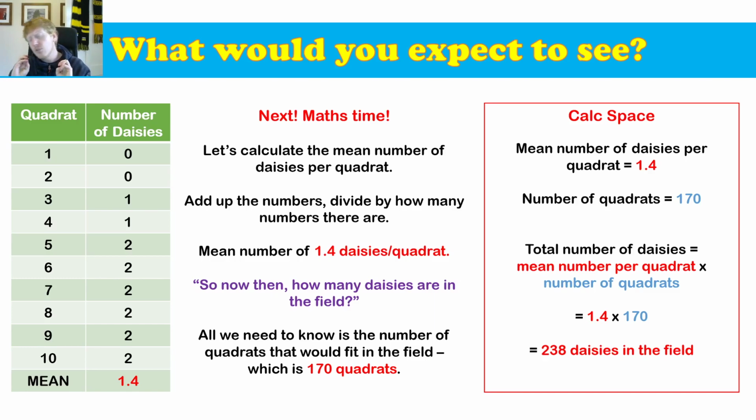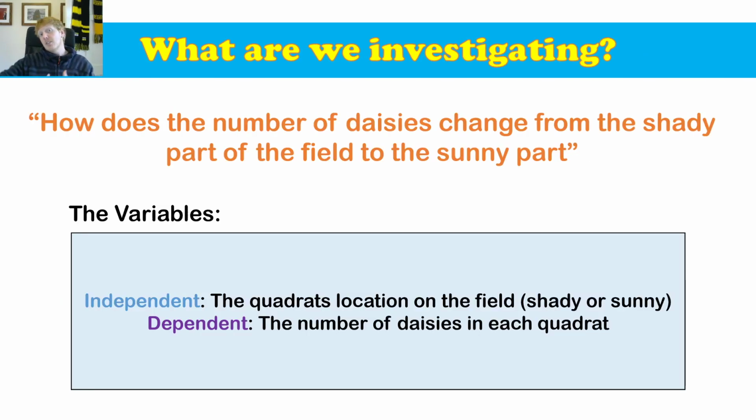And that has saved you so much time and effort compared to actually going out and counting all the daisies. So we can spend a lot more time doing maths in class instead of boring things like being outdoors and enjoying the sun. Okay, so this brings us to our second question, which is looking at a transect.